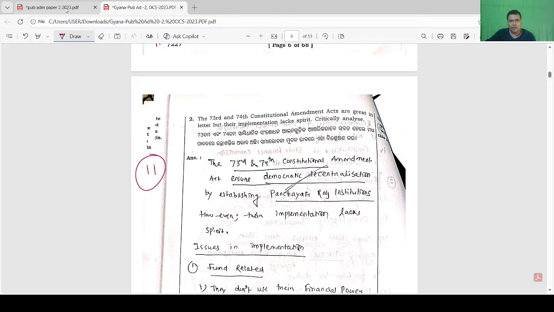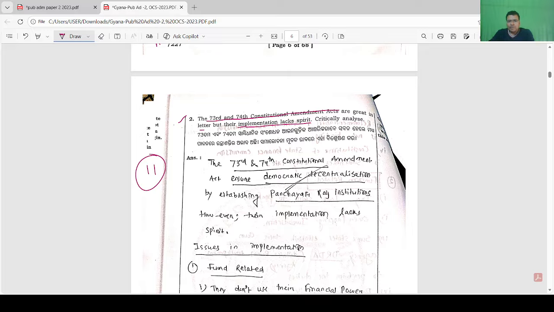Second, he also gets 11 marks. 73rd and 74th CAA, great in letter, implementation lacks spirit. So here we write features of the 73rd, 74th CA Act, limitation, basically limitation, implementation lacks spirit. So limitation of the 73rd, 74th CA Act, and solution, second ARC recommendation.